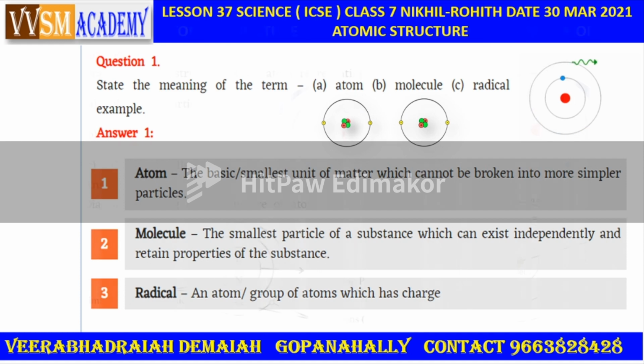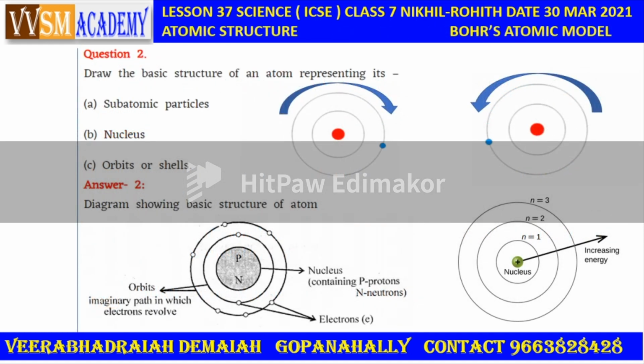Well, this is the question I have given to you. You have to solve it yourself. Question number 2 is very important. Draw the basic structure of an atom representing subatomic particles, nucleus, and orbits or shells. I told you. A neat diagram of the basic structure of an atom. Atom consists of electrons, protons, neutrons. The electrons revolve around the nucleus of an atom, and the protons are packed in the nucleus. This is all represented by the neat diagram of the basic structure of an atom. Please practice these things.